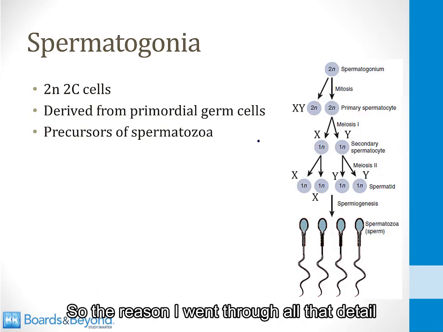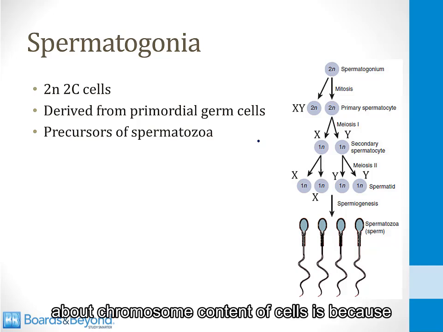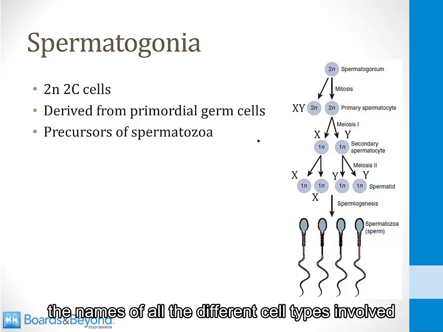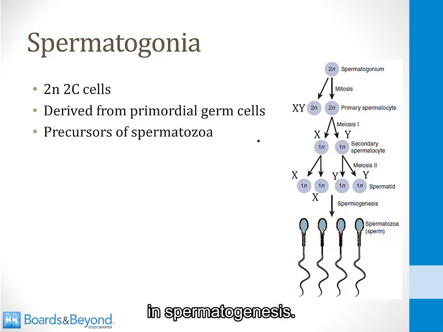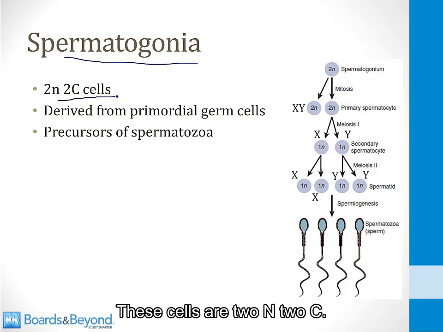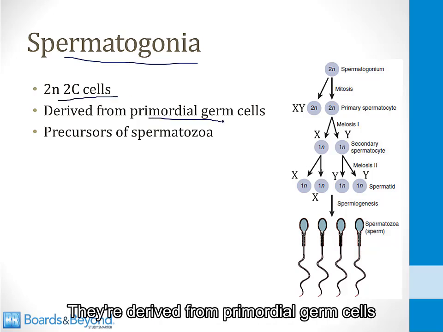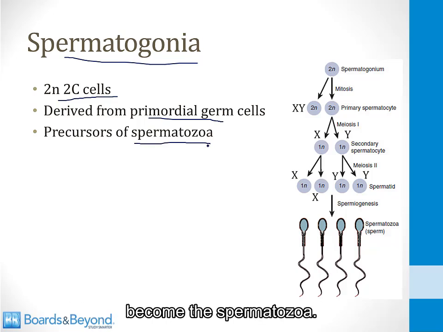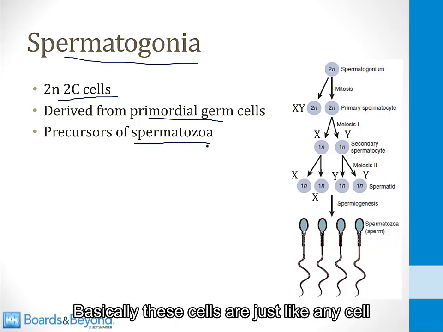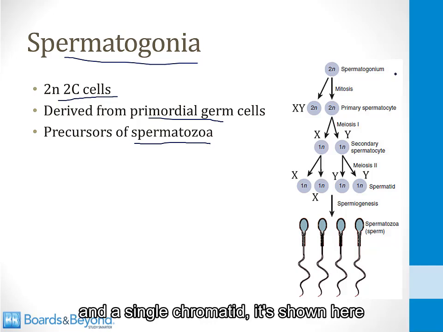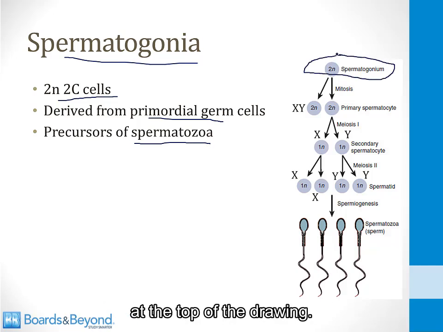So the reason I went through all that detail about chromosome content of cells is because if you understand that, then it's very easy to understand the names of all the different cell types involved in spermatogenesis. Spermatogenesis begins with spermatogonia. These cells are 2N, 2C. They are derived from primordial germ cells, and they are the precursor of what will ultimately become the spermatozoa. Basically, these cells are just like any cell in the human body. They have two copies of each chromosome and a single chromatid. It's shown here at the top of the drawing.